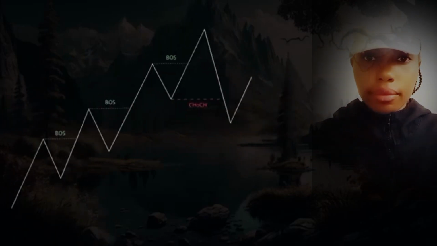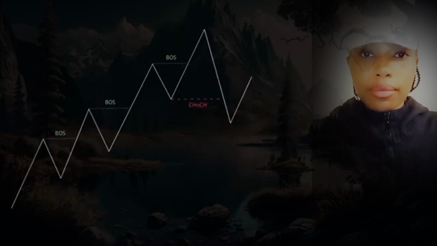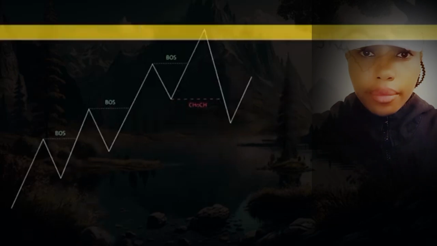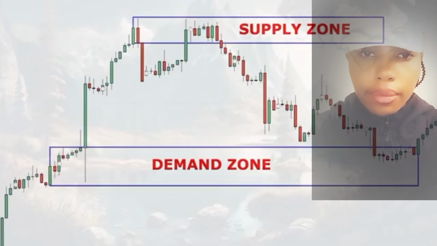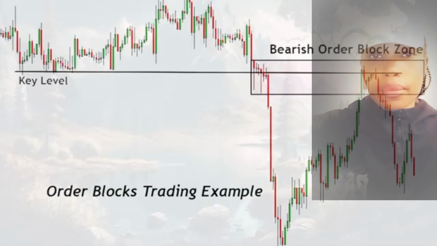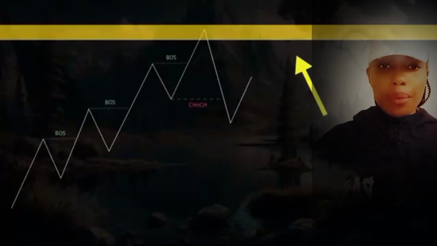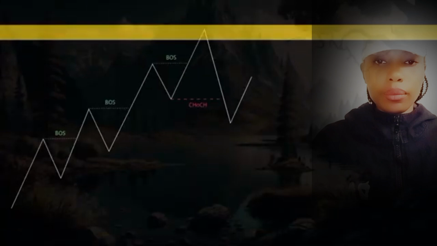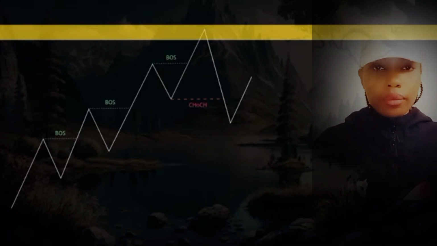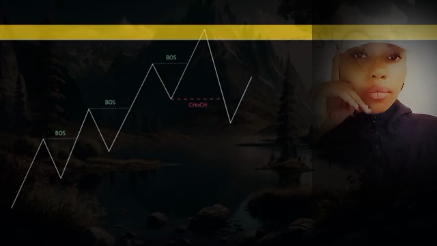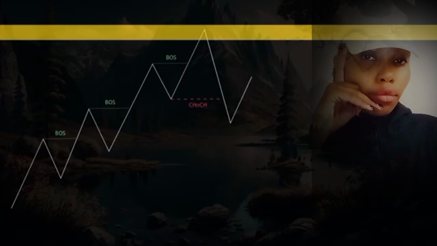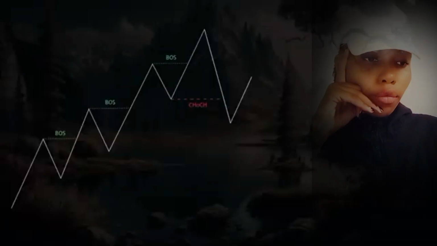In order to make this change of character significant, we want this previous high to be in an area of interest, for example, a supply or demand zone or an order block. The stronger this area of interest is, the better. This will significantly increase the success rate of the change of character. It gets the job done, but it's still a coin flip in the end.